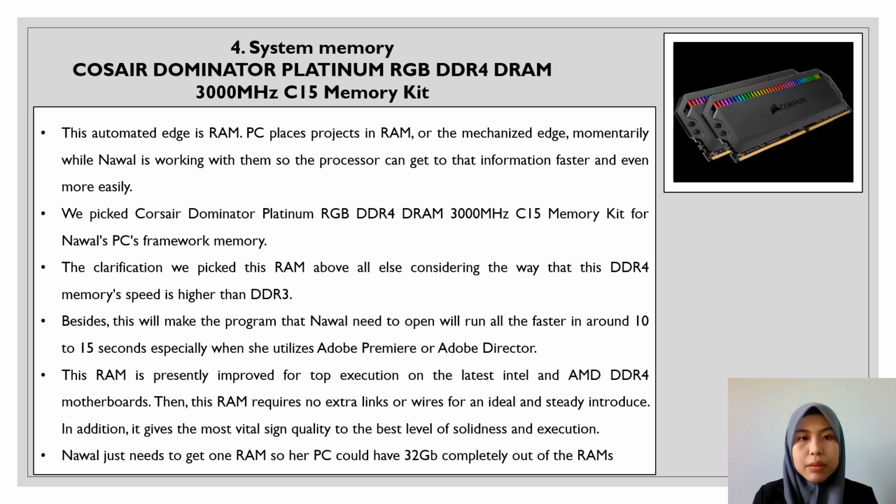Corsair system memory, Corsair Dominator Platinum RGB DDR4 DRAM 3000 MHz C15 memory kit. This is RAM, the PC's random access memory, or the mechanized memory. Momentarily while Nawal is working with them, the processor can get to that information faster and more easily. We pick the Corsair Dominator Platinum RGB DDR4 DRAM 3000 MHz C15 memory kit for Nawal's PC memory.